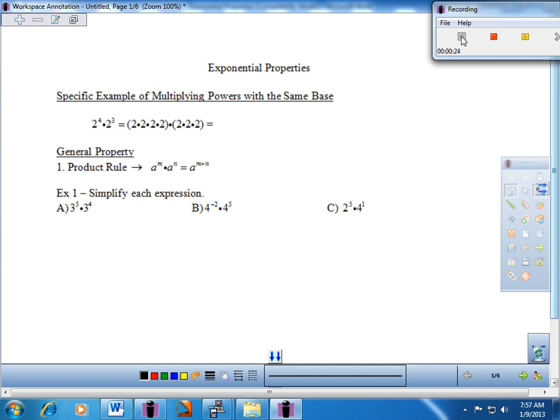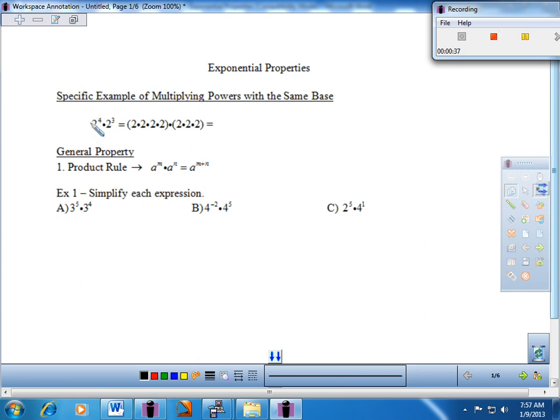At the very top of your page, it should say something like, specific example of multiplying powers with the same base. I tried to be as concrete as possible with this so you can see these properties develop. So the first one I see is 2 to the 4th times 2 to the 3rd, so 2 powers, same base. And if you look at this, I expanded it out for you.